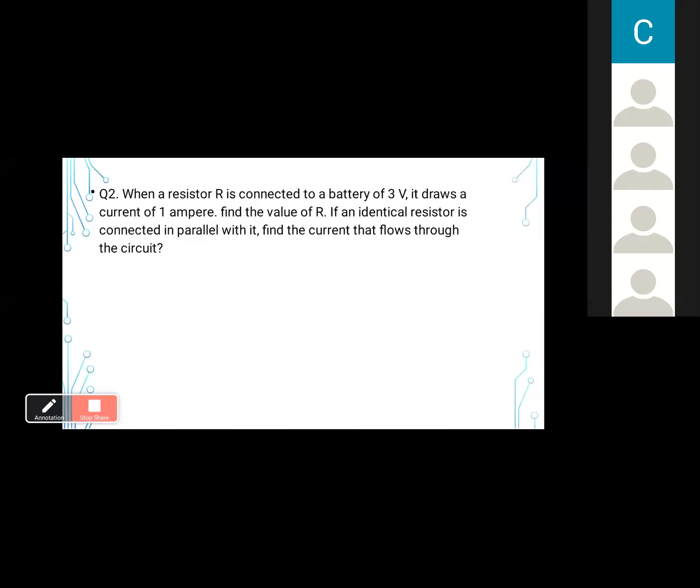Is it 0.5, ma'am? Yes, it's correct. First, the current. Find the R value. What is the R value here? It's 3 ohms. Okay, she's telling correct. The new current is 0.5 ampere.